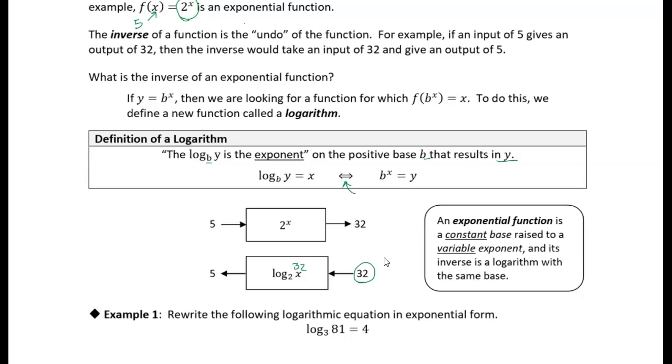This stands for if and only if. So the log base b of y is equal to x if and only if b to the x equals y. That means essentially we can take those numbers b, y, and x and rewrite them in either one of these forms. So let's practice doing that.